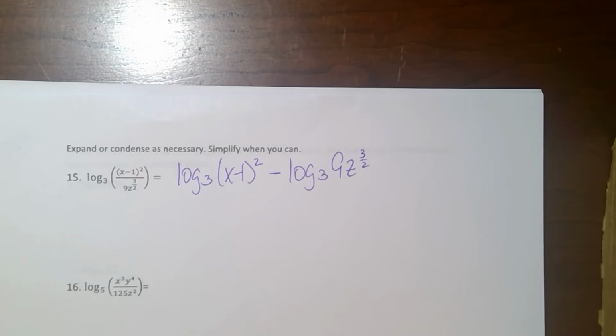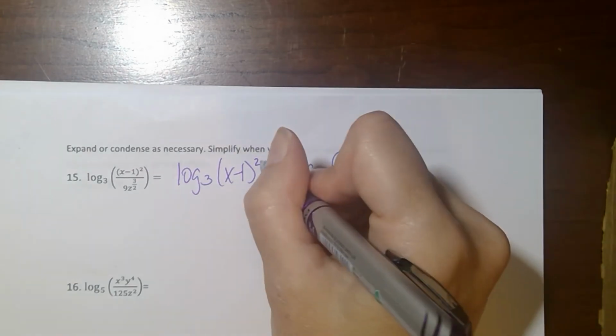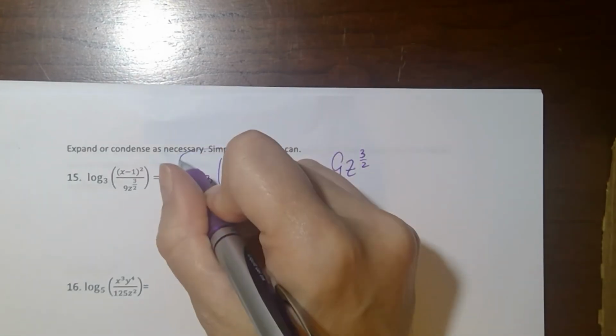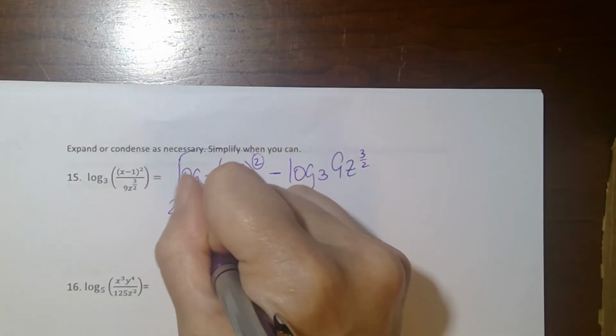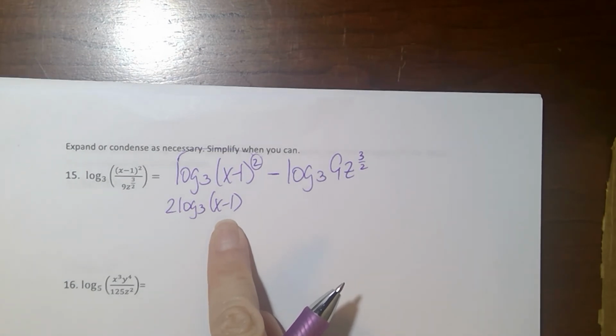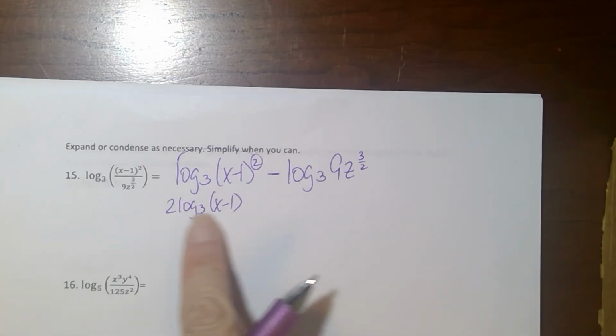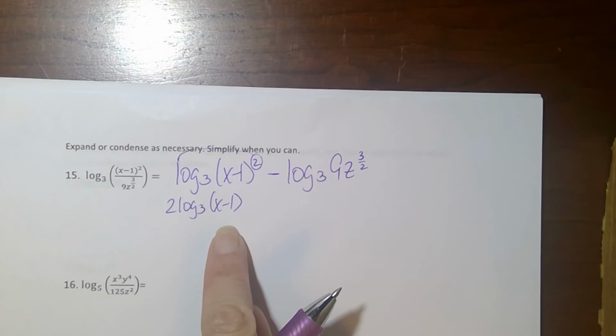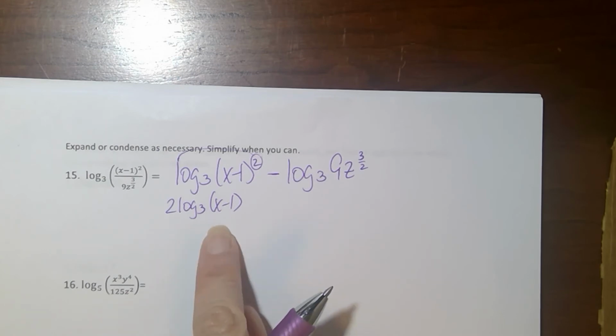Okay, so pulling it apart, I can do more. I've got a power here that I can pull out front. So I've got 2 log base 3 of (x minus 1). Remember, I don't do anything about addition or subtraction in my argument. So this expression is done. I can't do anything else with this first expression.